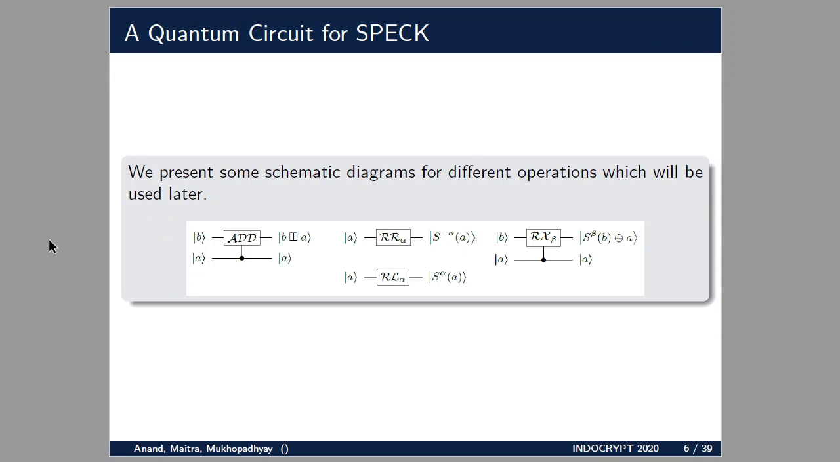Here we present some schematic diagrams for different operations which will be exploited later. Add implements b equals b addition modulo a. RR alpha rotates a right alpha times. RL alpha rotates a left alpha times. And Rx beta rotates b left beta times followed by a XOR with a.